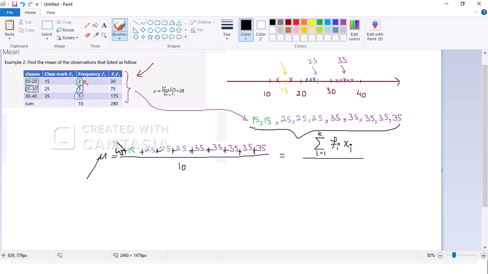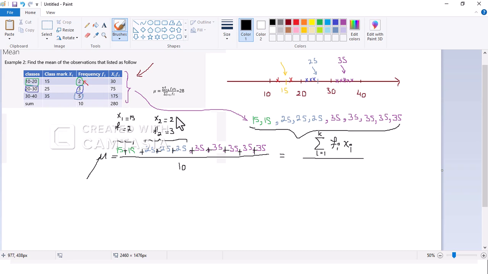So we have the first one. As you can see, for the first one, the first frequency, f1, is equal to 2, which means that we should multiply by 2, and x1, the first class mark, is equal to 15. We multiply 15 by 2. And for the second part, the second frequency, f2, is equal to 3. So we multiply 3 by 25, which is the class mark for the second class, 25.